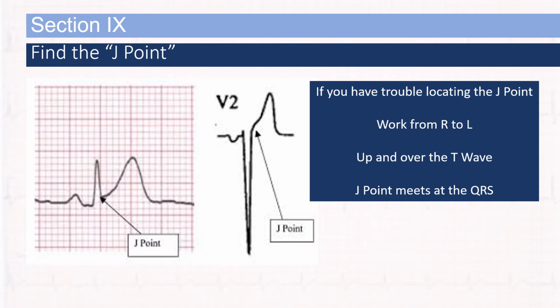You may recognize this slide from part 3. It is very important that you understand where you're measuring from when you're looking for ST elevation and ST depression. So let's just go through this again. Finding the J point. The J point is the portion of the EKG that separates from the QRS. You can find it by moving up over the P wave, QRS, or the RS in this situation. And at the point where the ST segment branches off from the QRS, that is your J point. If you need to, you can go from right to left, up and over the T wave, and back to the point where the ST segment separates from the QRS.